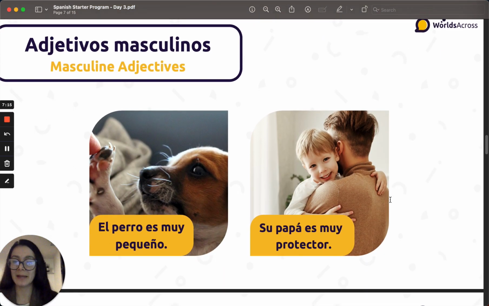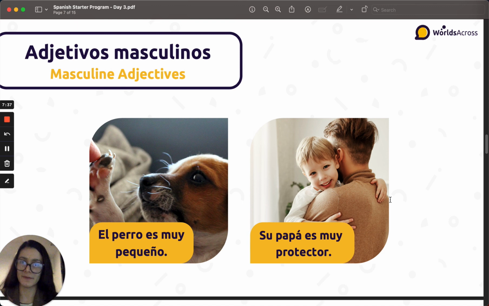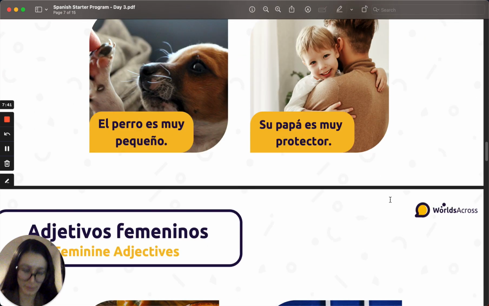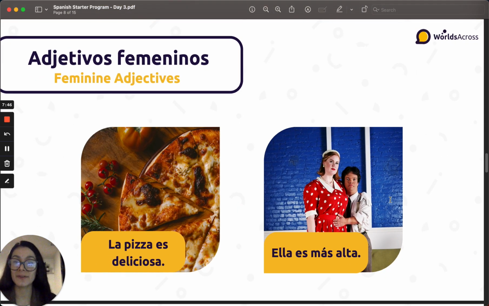We have el perro es muy pequeño. The dog is very small. See, perro, dog, male. So we say pequeño, okay? Then su papá es muy protector. His father or her father is very protective. See, protector ends with o, so it's a male adjective. If it were a woman, su mamá es muy protectora. Okay? Muy bien. Here we have some adjetivos femeninos, feminine adjectives.